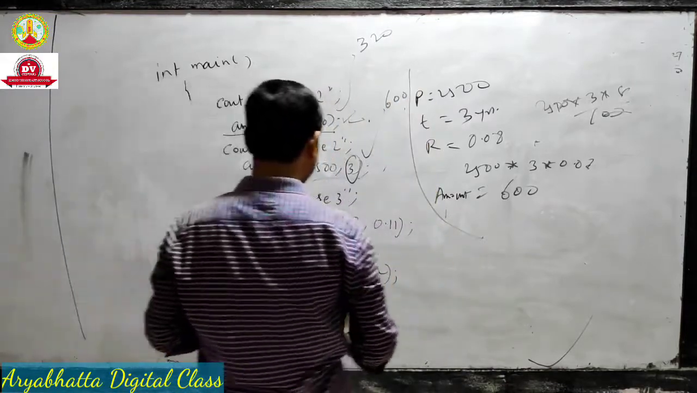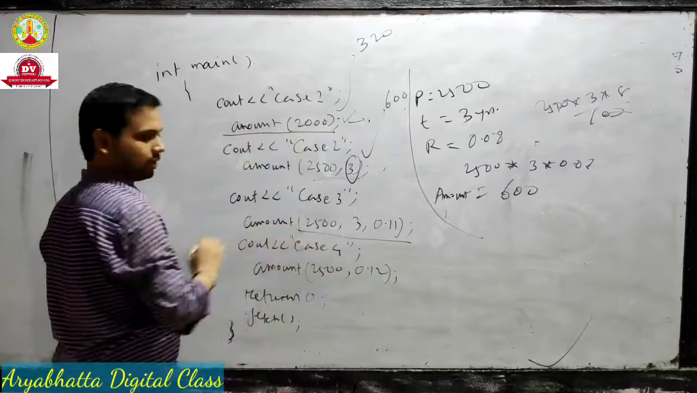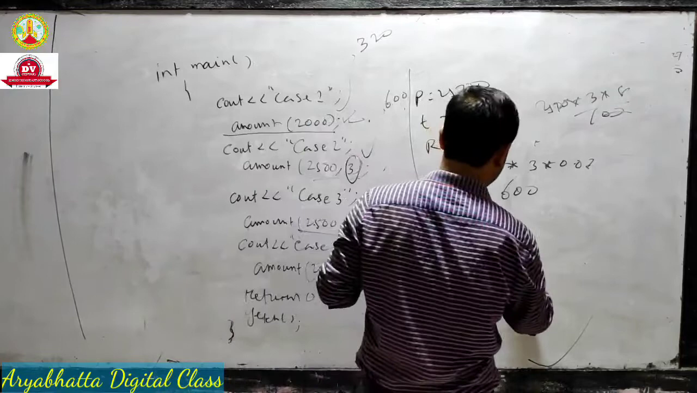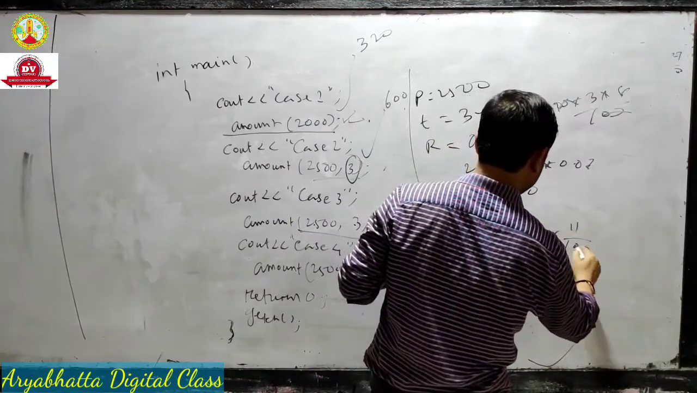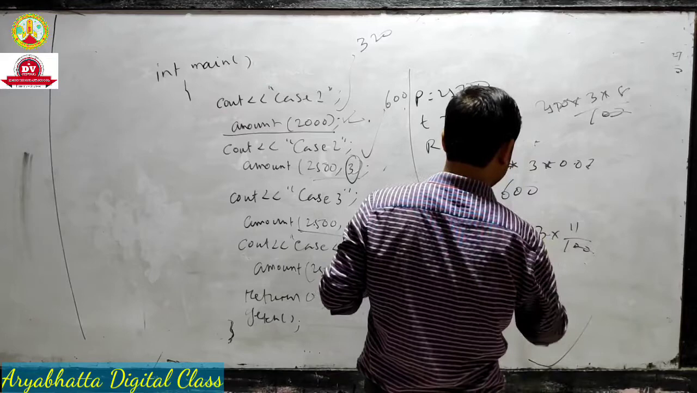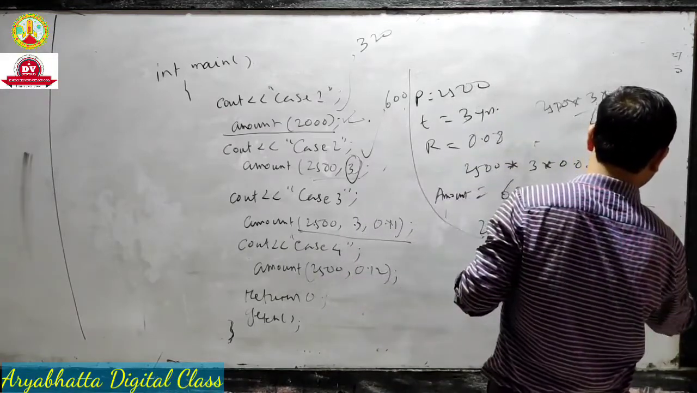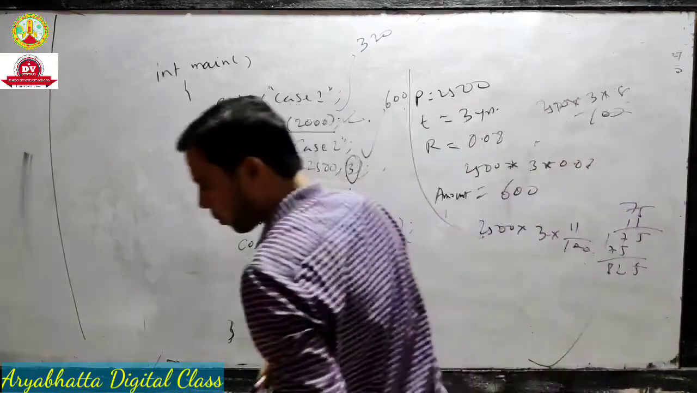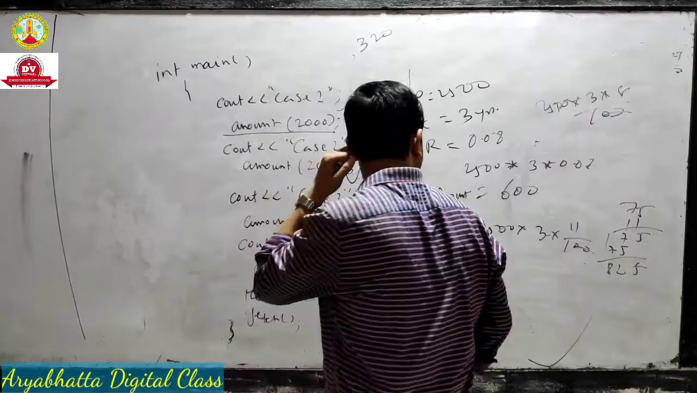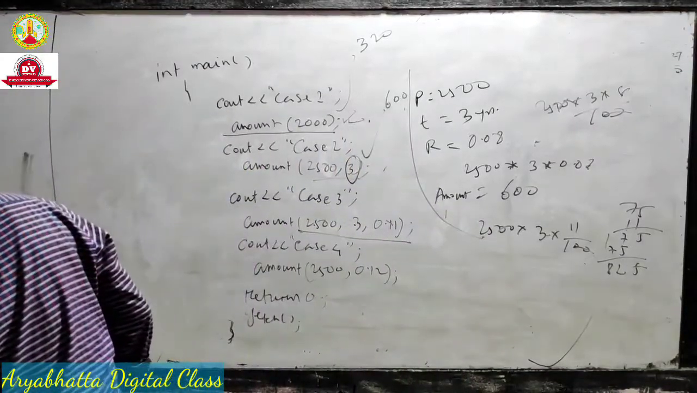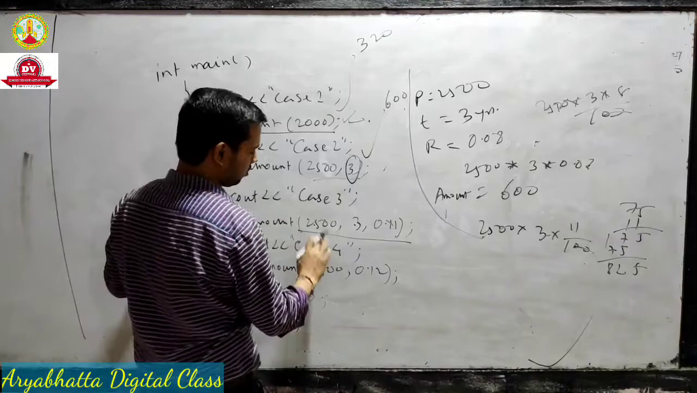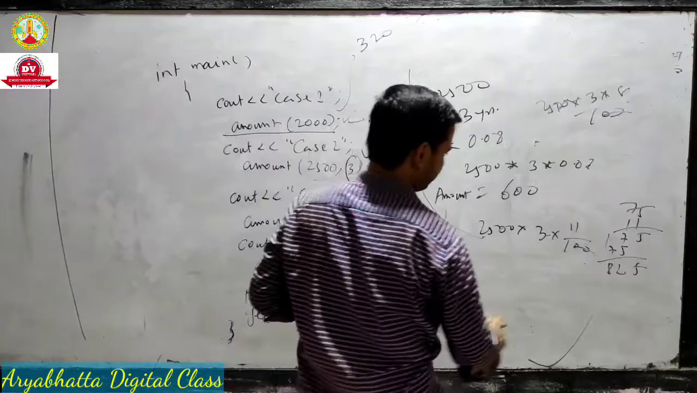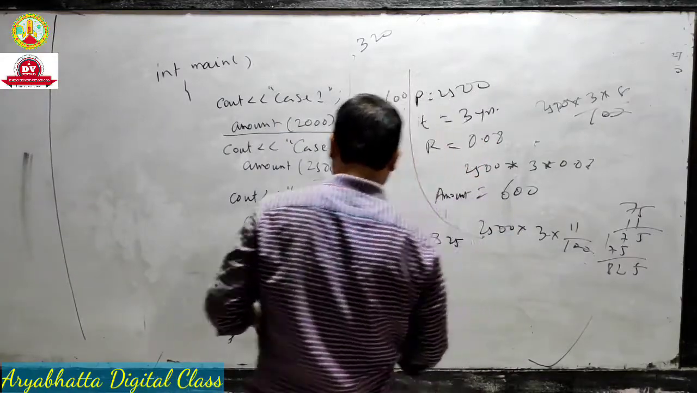In case 3 we take all values here: principal, rate, time. We no need to take default values, we just simply multiply. In the book it is 2300, we take 2500. Same thing.